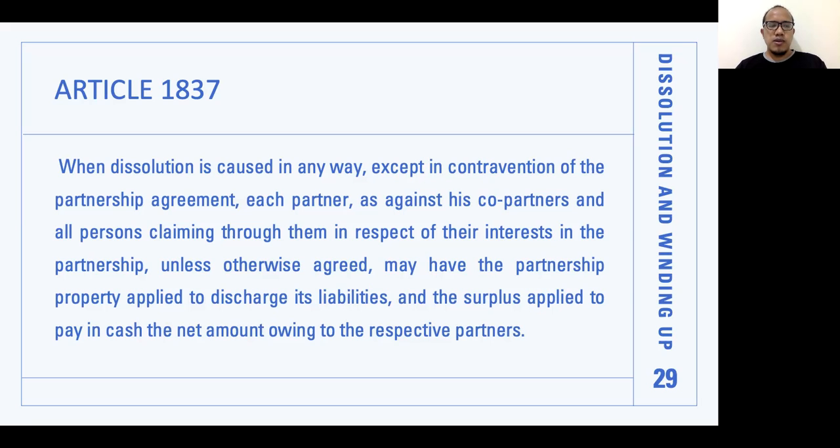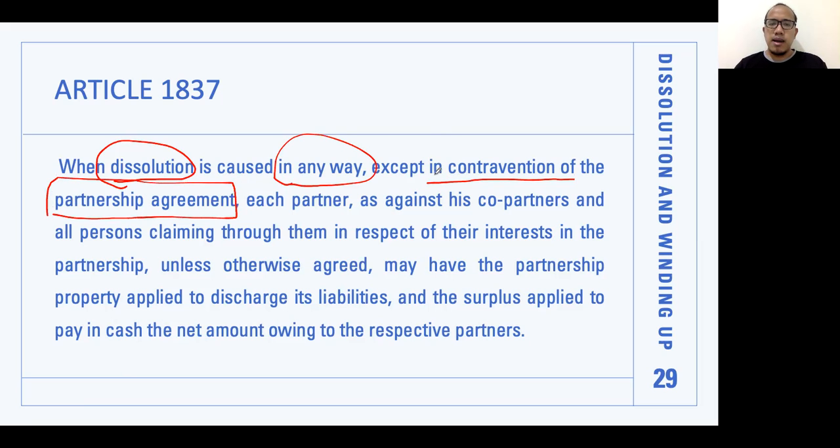So for the first portion, una natin titignan yung situation kung kailan mag-a-apply itong first portion na ito. Ang sabi niya, una, may dissolution. And that dissolution is caused by in any way. So kahit ano yung mga dahilan, we have discussed this before, yung mga grounds for the dissolution of a partnership, except that this portion of Article 1837 will not apply if the cause of the dissolution is in contravention of the partnership agreement. So, just to quickly refresh our memories, di ba?